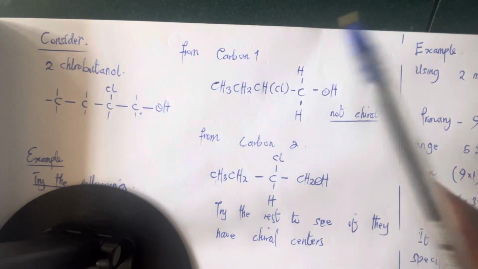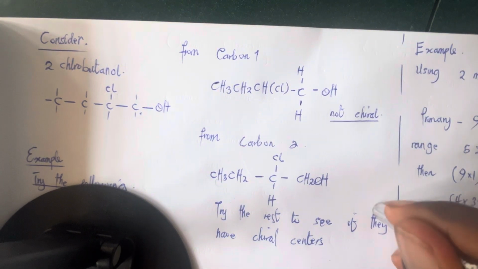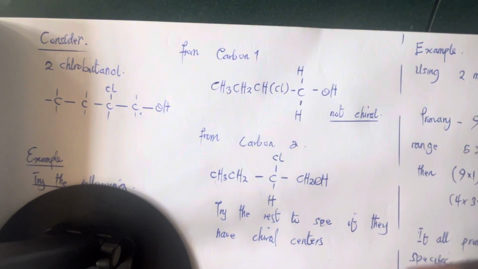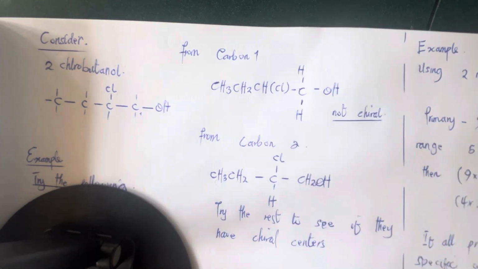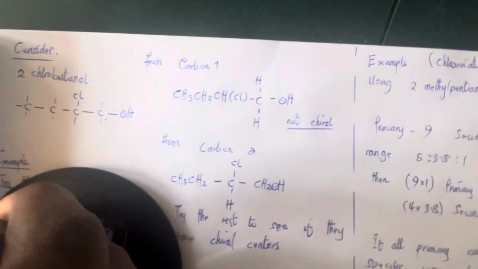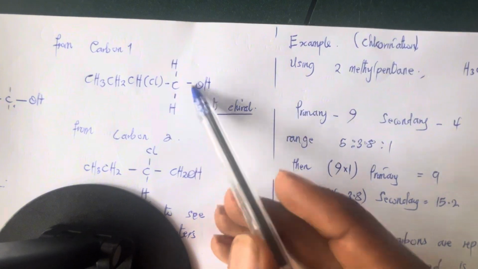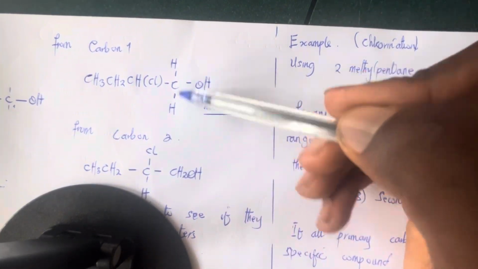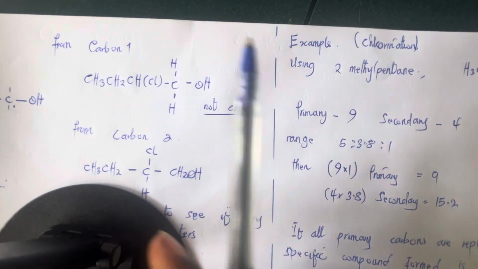So if you're able to draw the structure, then you'll be able to identify whether there is a chiral center or there is no chiral center. If for this compound we are asked to determine whether there is a chiral center or not, when we take the first carbon, see, this is the first carbon. You can indicate that there are 2 hydrogen atoms here, which are similar. So it's not chiral.